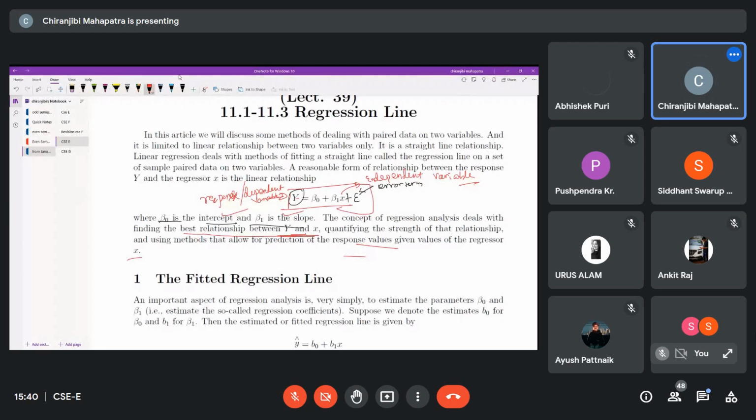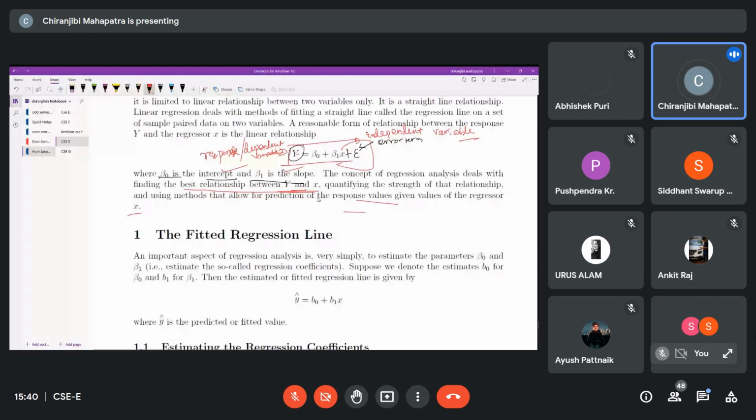Okay, the concept of fitted regression में तो हम क्या करेंगे, ये जो मॉडल है बेसिकली हम उसको फिट करके, these two are the unknown parameters. Which one? This beta naught and beta 1. These two are the unknown parameters which are to be estimated.